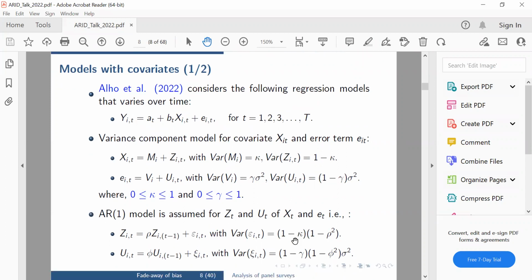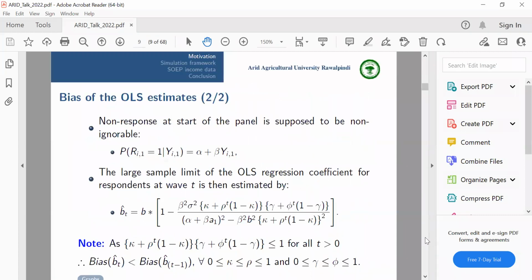And for these parameters, we use these variances. Similarly, the time varying component of the residual term, which is UIT, is also linked to its previous time period, UIT minus one. If this parameter is small or close to zero, it means both time period variables are uncorrelated. And in this case, we will also expect a high reduction in the non-response bias. But if these parameters like kappa, gamma, and rho are large, we will not expect a fadeaway effect. So this is the basic idea, or you can say the statistical model.